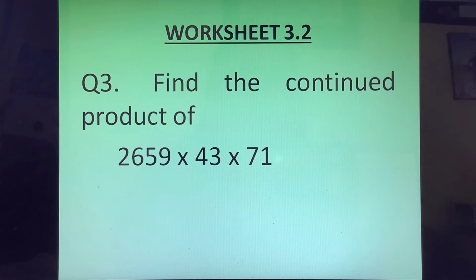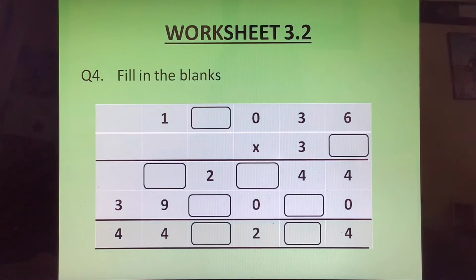Question 3. Find the continued product of 2659 into 43 into 71. Question 4. Fill in the blanks. Here you will use the basic concepts of multiplication.